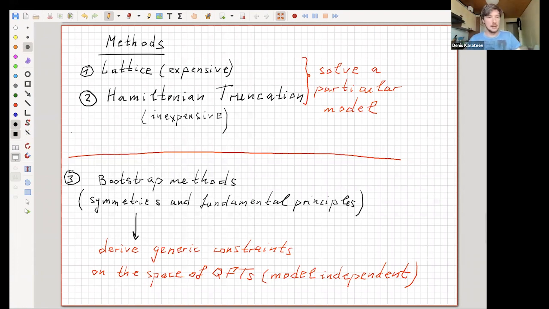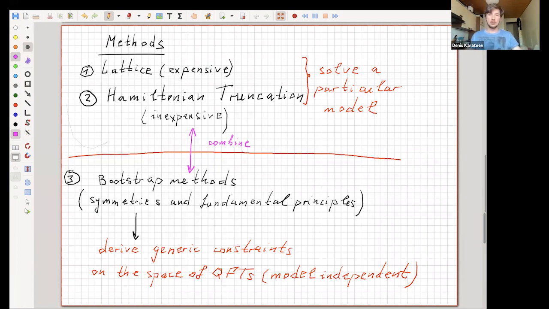I think an important direction which should be taken in the future, in whatever bootstrap methods, is to link some numerical methods which solve particular models with generic bootstrap methods. You can basically combine them in various ways. There are only a few works in this direction which try to combine the two worlds, but I think it will be important in the future.